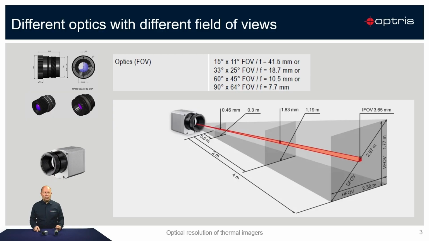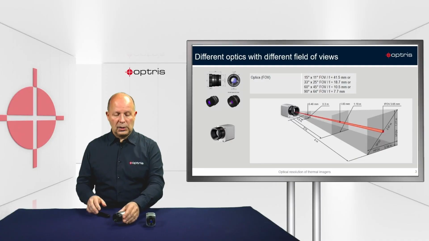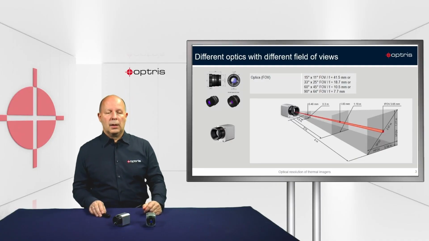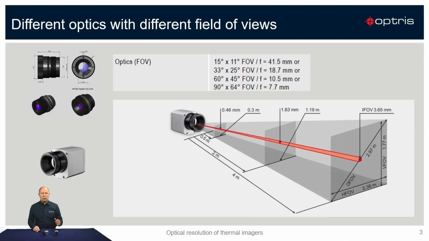And of course we have different optics in our imagers with different field of views. Sometimes, as on our PI series, we can directly exchange the optics. Sometimes the optics is built in the camera, fixed, but different field of views are available. You see here an example. If you look on the data sheet of our PI 640, for example, then you see we have different field of views, starting with the tele lens, 15-degree field of view, standard lens, 33-degree, up to wide-angle lenses with 90-degree field of view. And in this graph, you see very good what we explained one slide before.